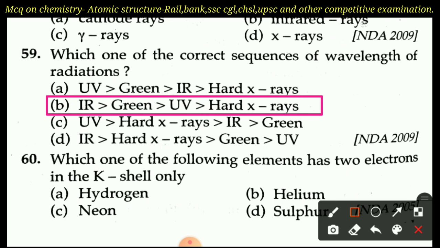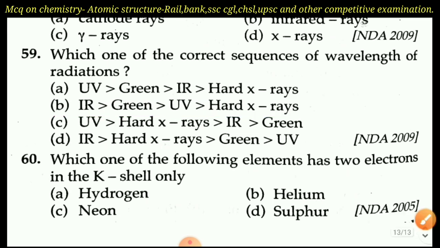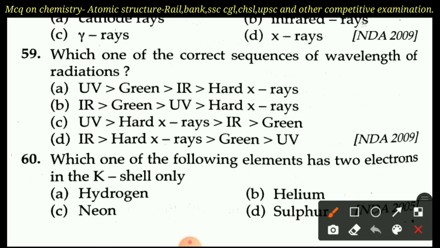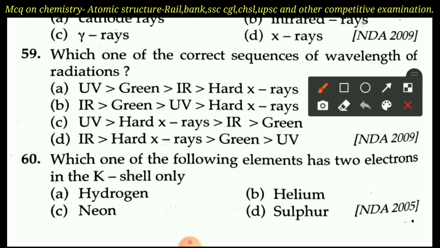Next question and last question of today is question number 60. Which one of the following elements has 2 electrons in the K shell only? Option A, hydrogen; option B, helium; option C, neon; option D, sulfur. The right answer of question 60 is B, helium.